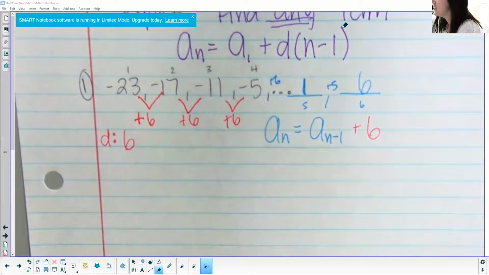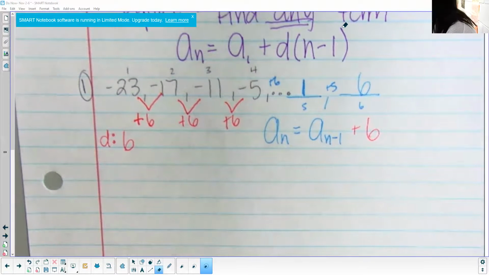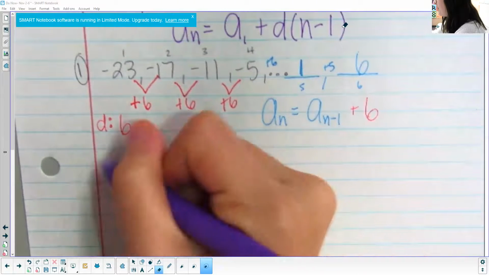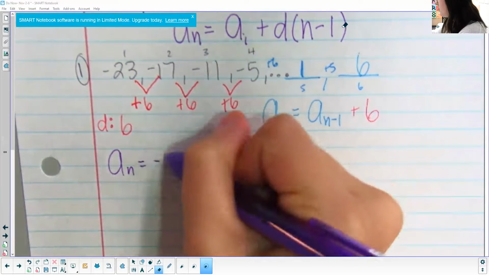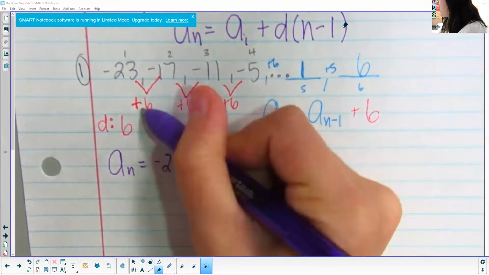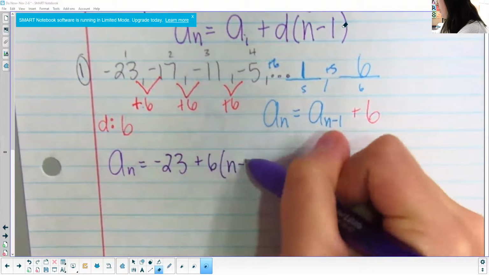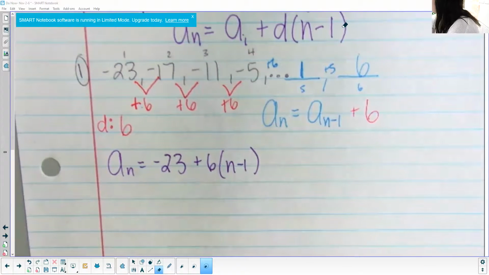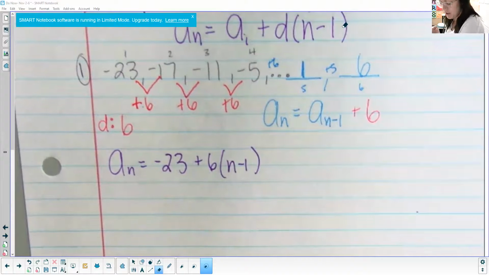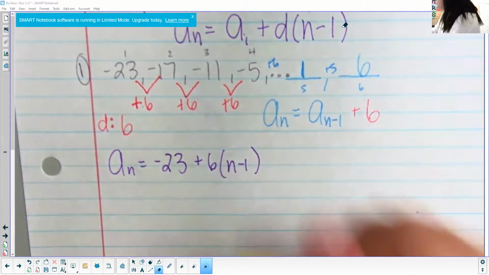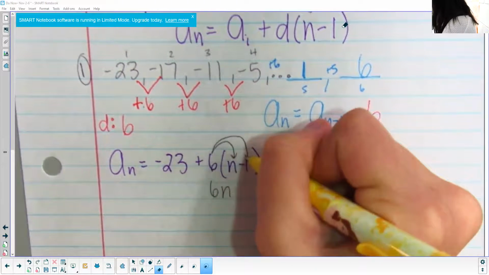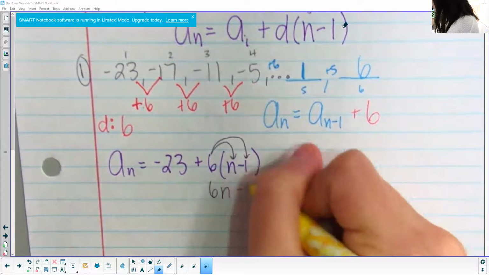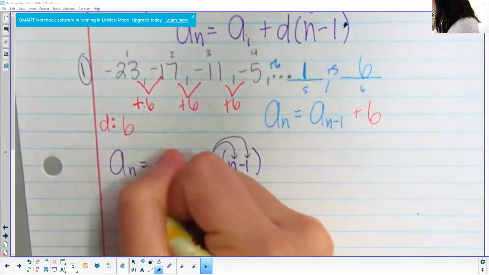Now, explicit is a little different. Explicit, you have to do some simplifying. A sub n is equal to my first term, negative 23, plus my difference times n minus 1. So here, I'm going to use distributive property. And I'm dropping pins everywhere. So 6 times n is 6n. 6 times negative 1 is negative 6. And I drop everything down.